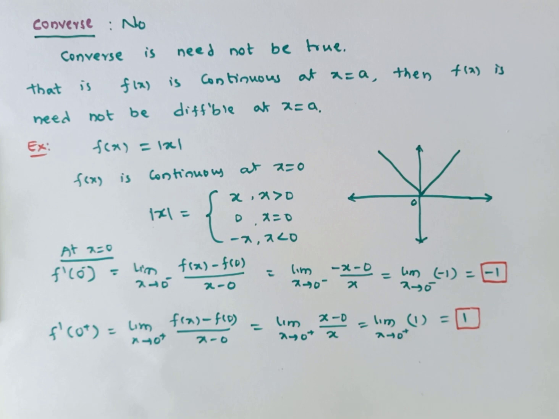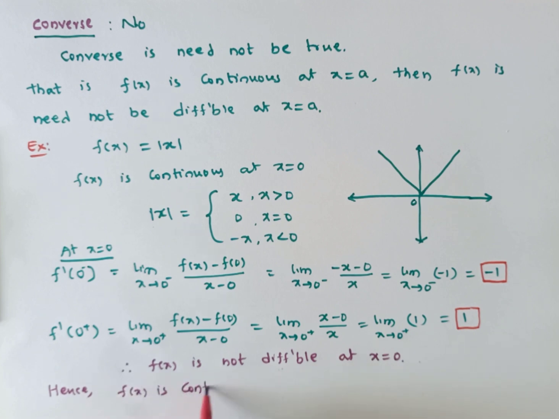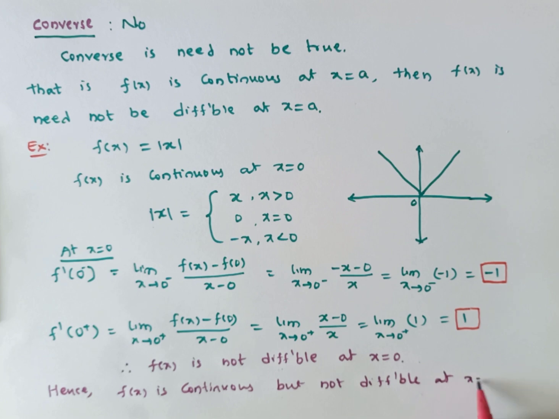So therefore f of x is not differentiable at x equals to 0. Hence f of x is continuous but not differentiable at x equal to 0. So this is a counter example for this.